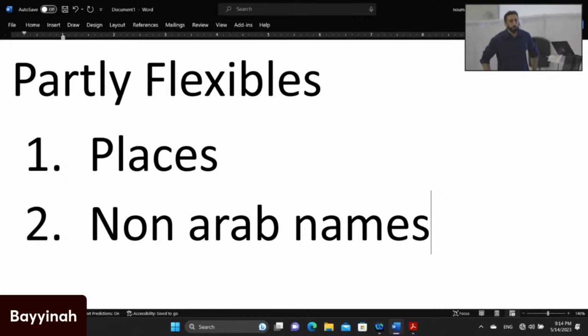However, I'll tell you one trick. They fall under partly flexible. But some names end with alif. Some names end with what? Yahya, Musa, Isa, right? Yusha, right? There's names. Yusha is not in the Quran, but names sometimes end with what? Alif. When they end with alif, even though they're foreign names, they drop to the third category. What's the third category? Non-flexible.